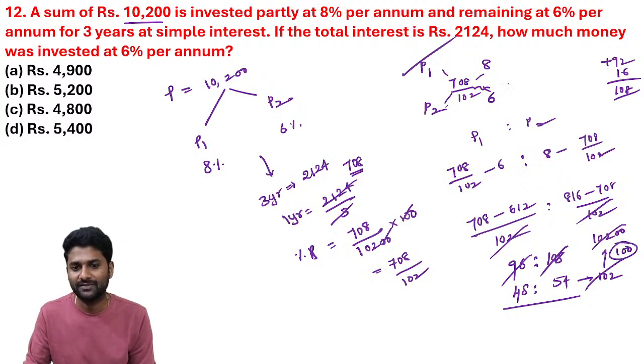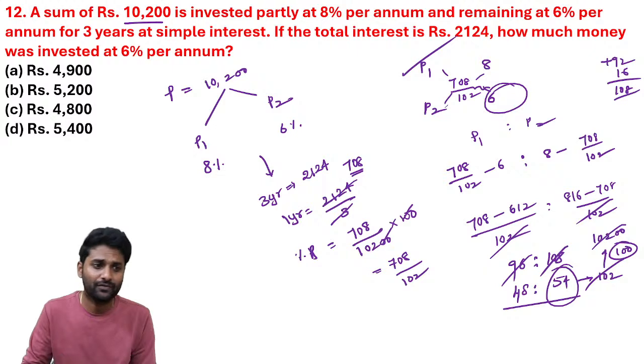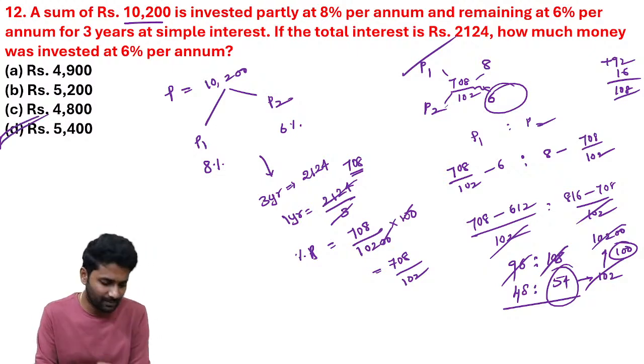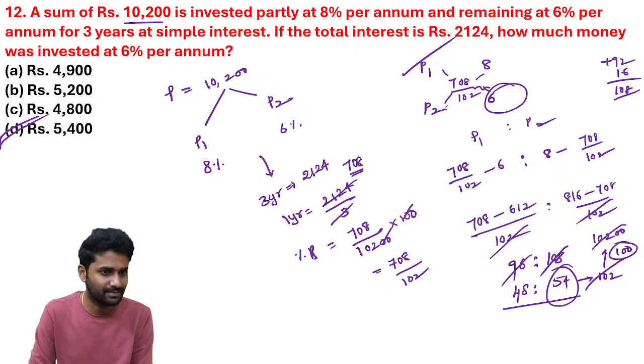Now, how much was invested at 6% per annum? So the P2 value is 54 units, 5,400 is the correct answer. So you can solve it with the help of the allegation mixture concept. If you know this concept, you can save your time in the calculation.